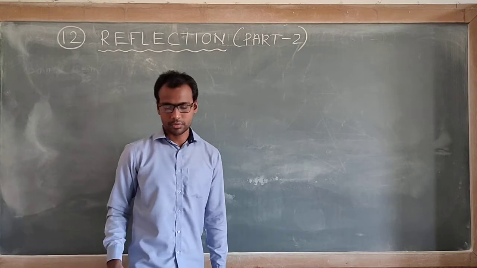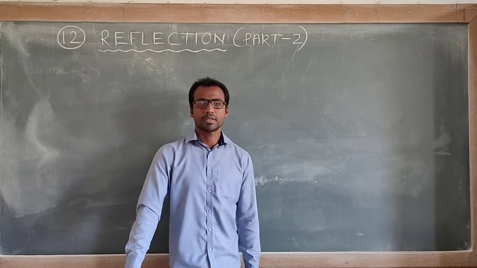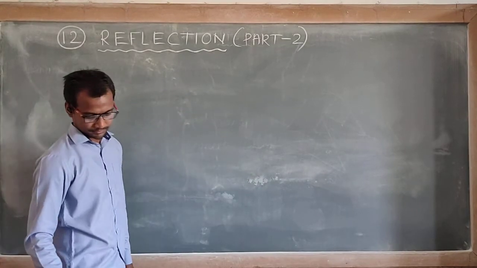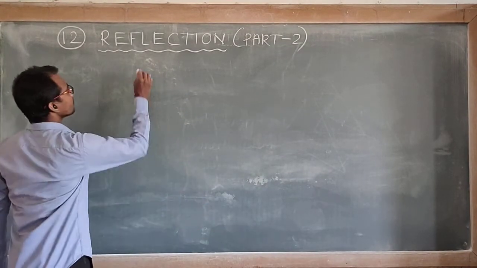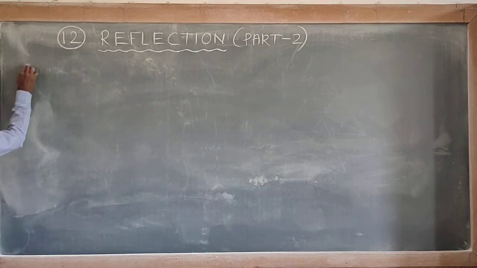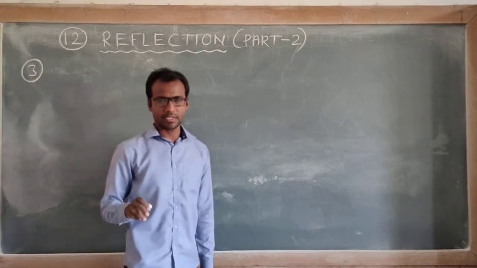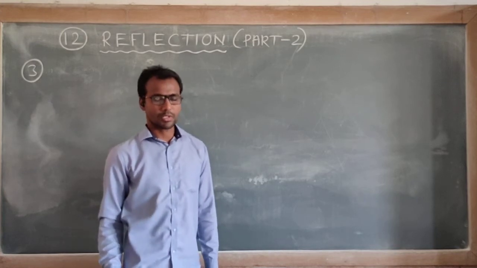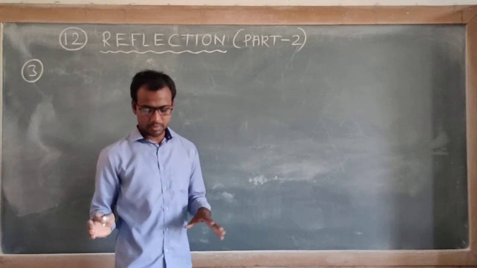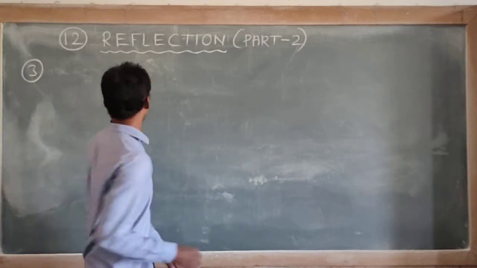You can open your textbook, Concept Mathematics, Selina Publishers, page number 170, exercise 12B, question number 3. In the exam, whatever question you get from this chapter, you will have to use graph paper. It will be mentioned that you have to use graph paper. But this question, we will not use graph paper. Just for revision, I have started with question number 3.